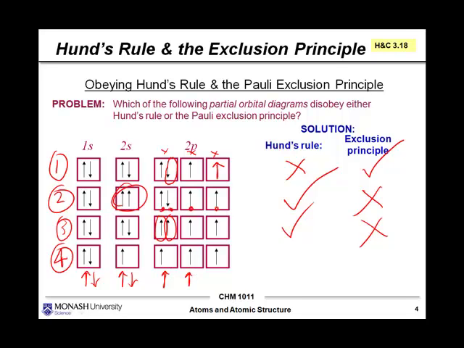Is this example obeying Hund's Rule? Actually it is for an excited state. Is it obeying the exclusion principle? Yes, it is. No 2 electrons in the same atomic orbital have parallel spin. But it's important to note that this is an excited state, not a ground state.